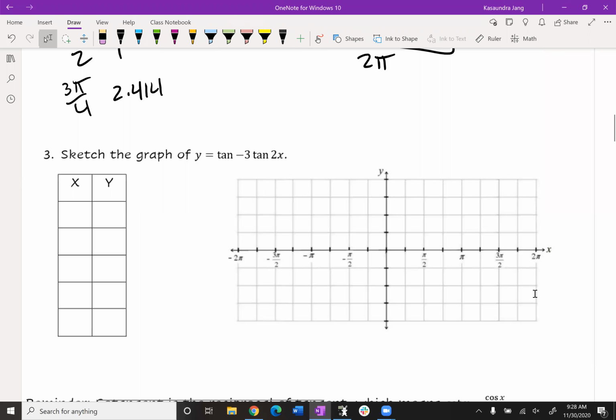What just happened here? Oh, sorry, that's not supposed to be tangent right there. Sorry, you can go ahead and erase that. It's supposed to be y equals negative 3 times tangent of 2x. My bad, my bad.